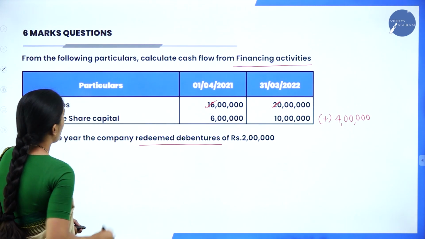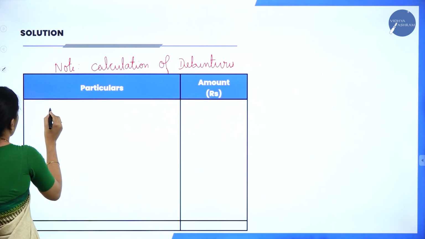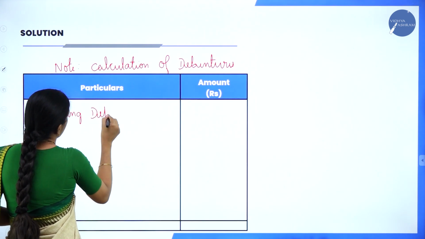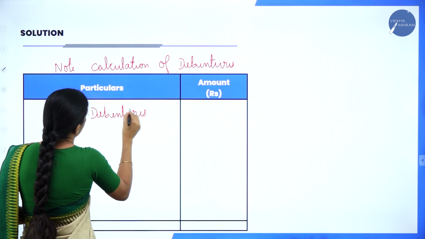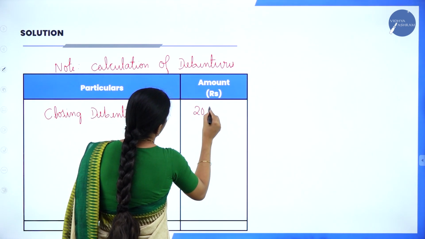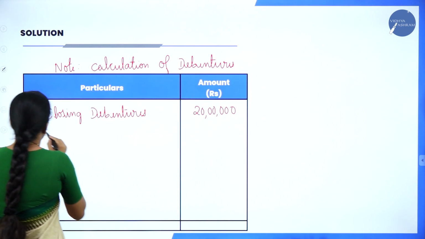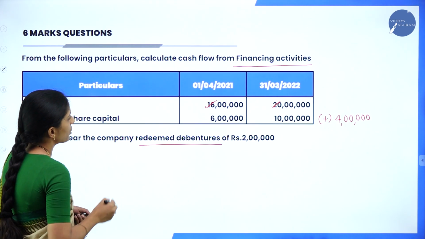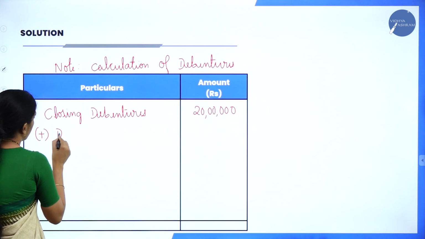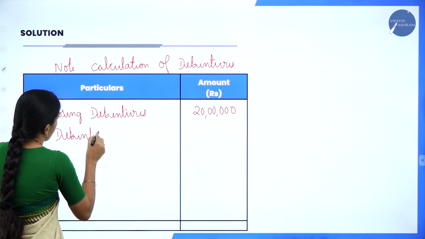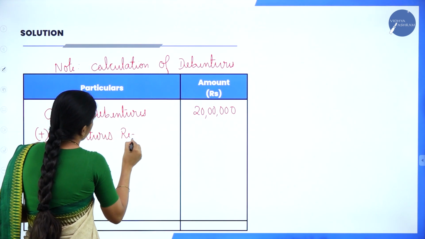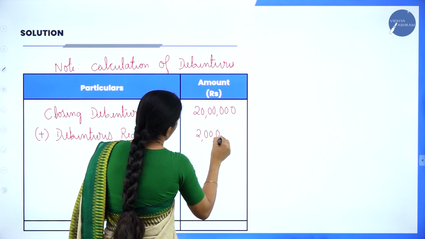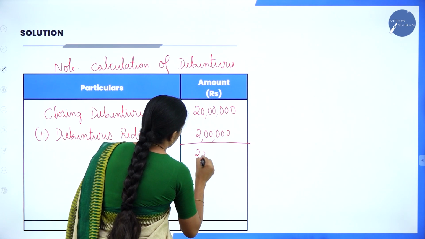Now how do you take closing debentures? How much? 20 lakh. Closing debentures, that is 20 lakh, plus we have debentures redeemed. So plus debentures redeemed, that is 2 lakh. So it will be 22 lakh.